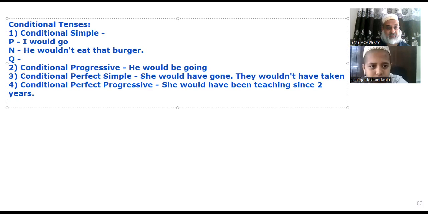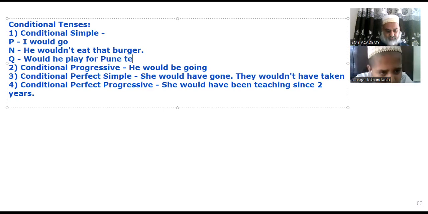Yes. Now question, how will question come? Would you eat that burger? Would he play for Pune? है ना, फुटबॉल मैच चल रहा है ना अभी, तो वुड ही फॉर पूना टीम, Pune क्या वो पूना team टीम के लिए खेलेगा? Yes.